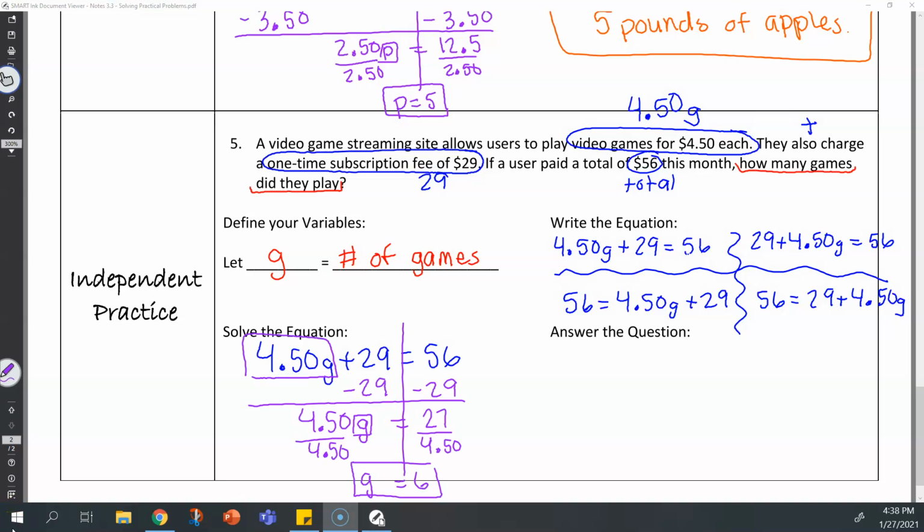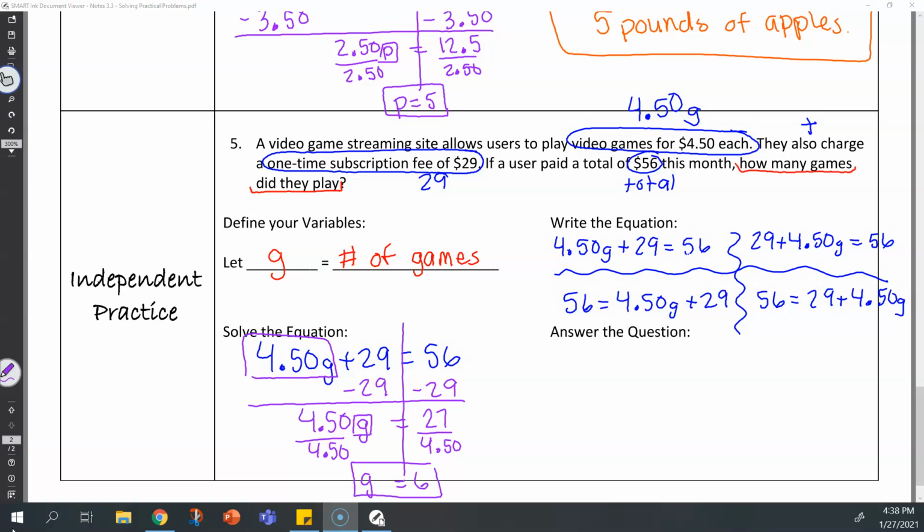All right, when you solve this equation, no matter which equation you use, we need to get rid of 29 first, so we're going to subtract. Then I need to move g away from 4.50, so I'm going to divide 4.50 on both sides. That gives me g equals 6.